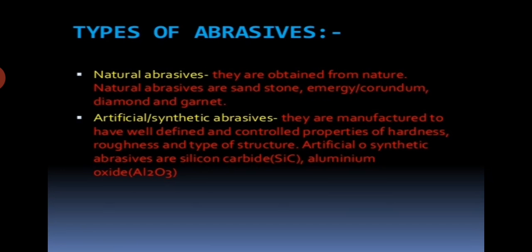Now coming to the types of abrasives, there are normally two types: natural and artificial abrasives. Natural means they are naturally occurring, obtained from nature. Natural abrasives are sandstone, emery or corundum, diamond, garnet, quartz, etc.